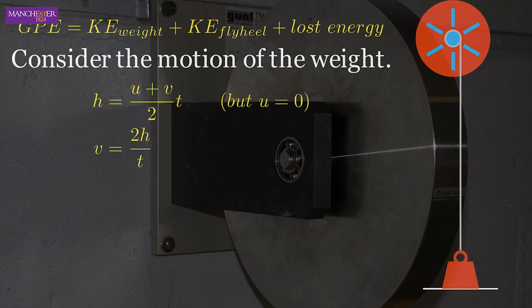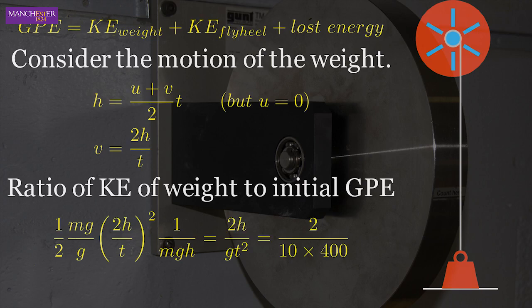One of the standard equations of motion for a body under constant acceleration is distance is equal to the average speed times the total time. Rearrange this to get the final velocity in terms of the height and the drop time. The kinetic energy of the weight is half mass times velocity squared. I've used mg over g because our base weights were in newtons, not kilograms. The gravitational potential energy is mgh.